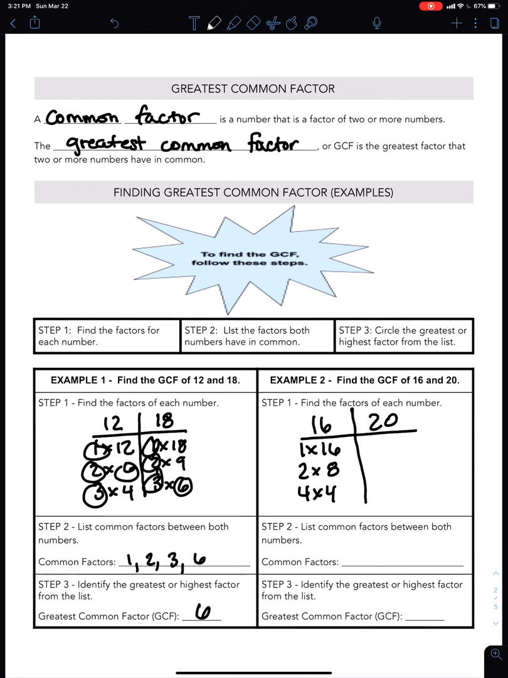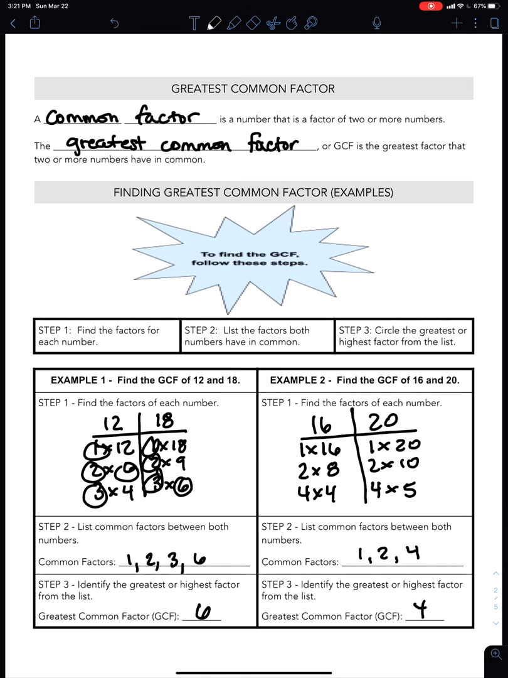And I'll do the same thing for 20. I do 1 times 20, 2 times 10, and 4 times 5. All right, now I'm going to list the common factors. What numbers do I see that both of those columns have in common? I have 1, 2, and 4. So my greatest common factor, my highest number in that list, is 4.